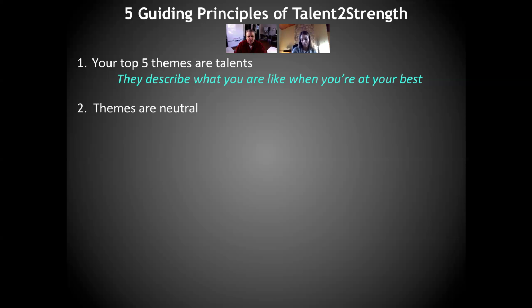So the second point I try to make is that themes are neutral. And what I mean by that, and the reason I bring this up, is because I'll have people that develop a preference for certain themes. Like they'll say, oh, I only want to work with people that have this theme or that theme. And if they don't have those themes, then I don't want to hire them, or I don't want them on my team. And one example of that is achiever. People really like achievers if they have achiever. And so they have a bias to say, well, if they don't have achiever, then I can't rely on them to get things done, because that's the achiever thing, is they complete tasks.